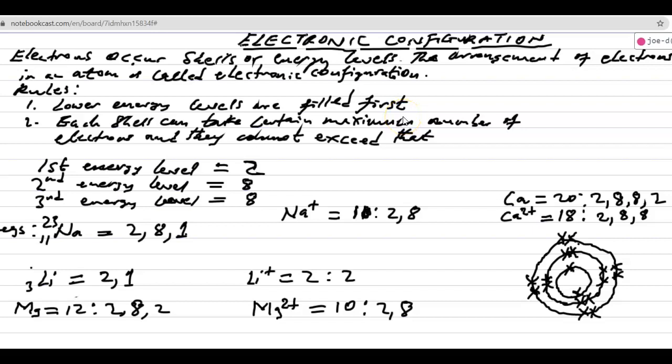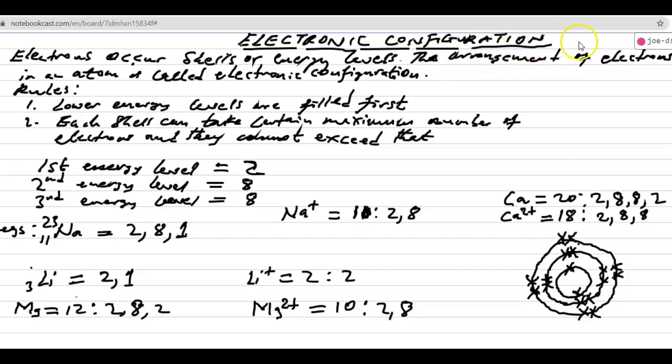Right, let's look at the electronic configuration of atoms. Remember, when we were looking at the structure of atoms, we said that the atom consists of a central portion called the nucleus, which contains neutrons and protons, and surrounding the nucleus are electrons. Electrons occupy shells or energy levels.